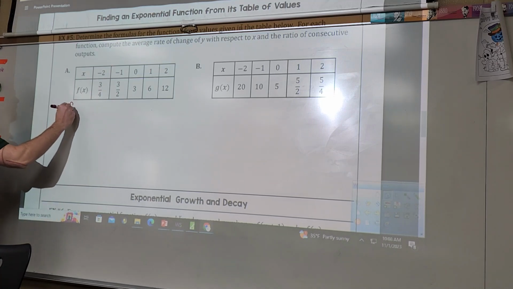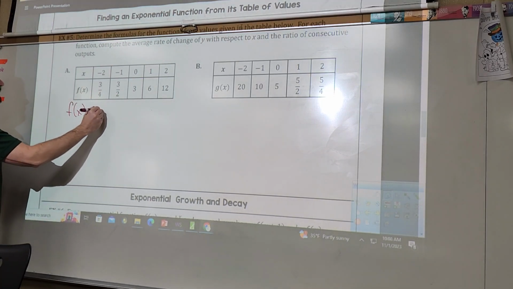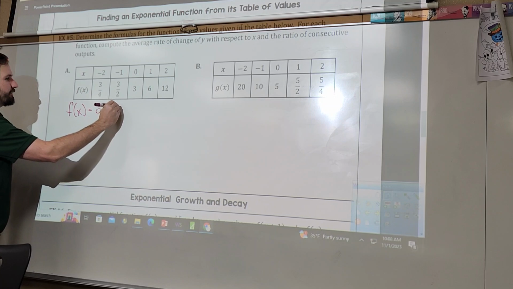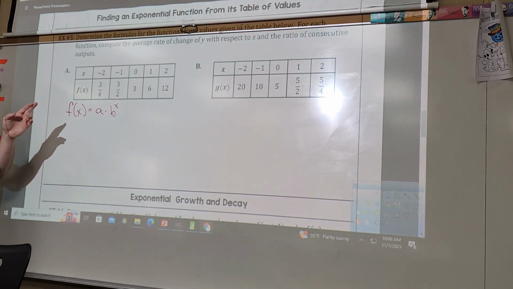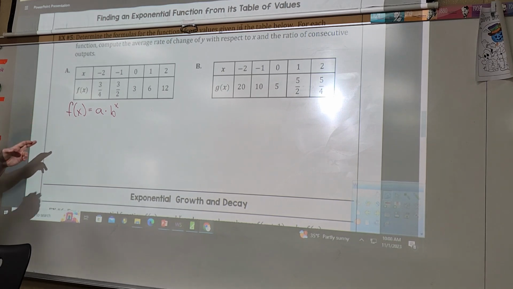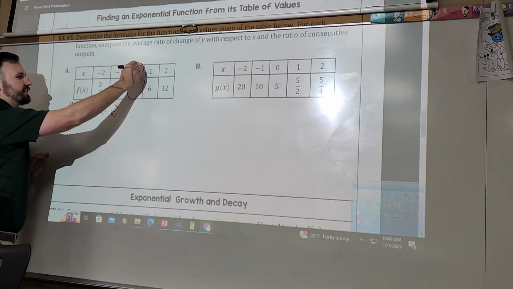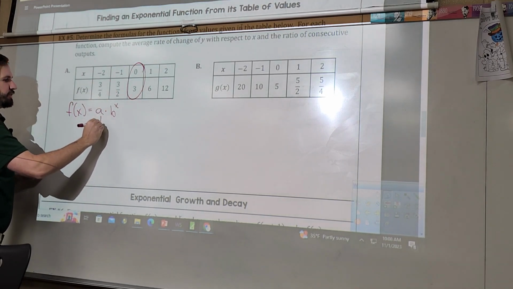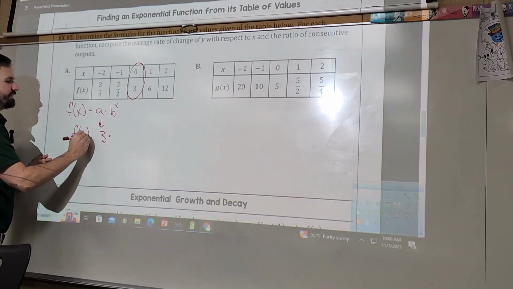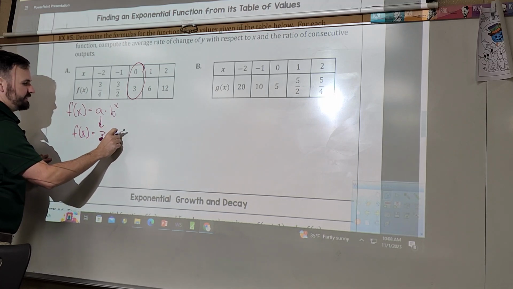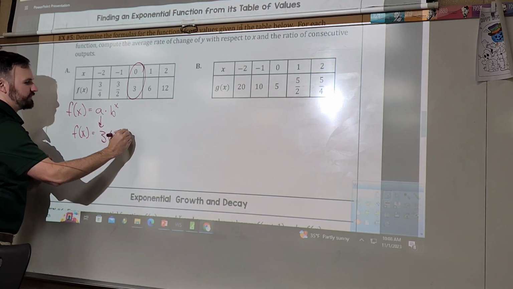What's my formula always look like? It's going to be f of x equals a times b to the x, right? Can I find an a pretty quick on this? Do I have an initial value? My initial value is when x is 0, right? So right away I know a is 3. This isn't bad. We can do it. I like to put the b in parentheses.